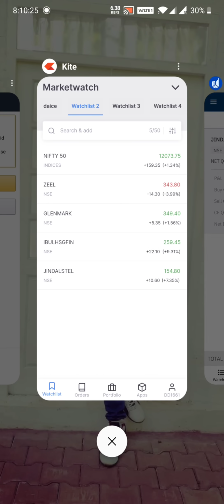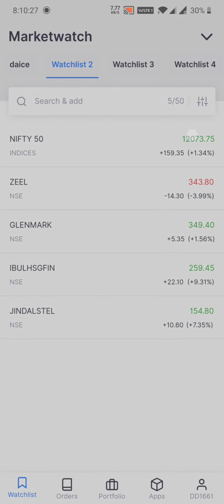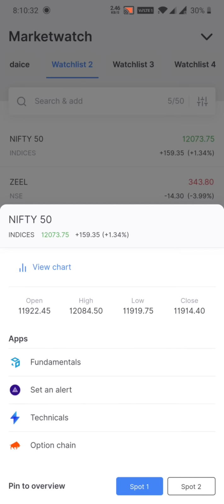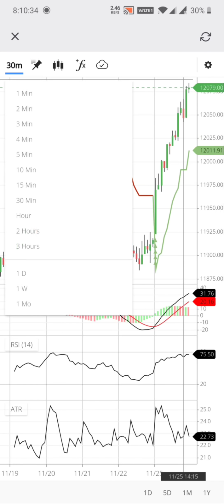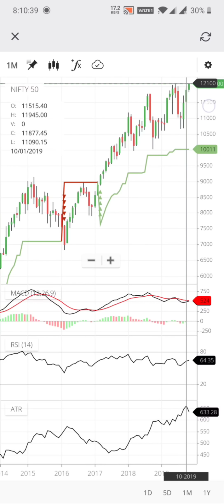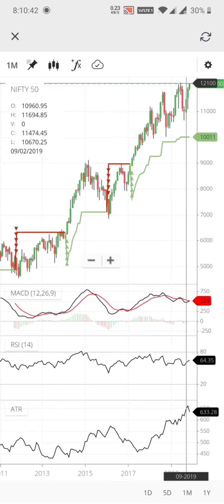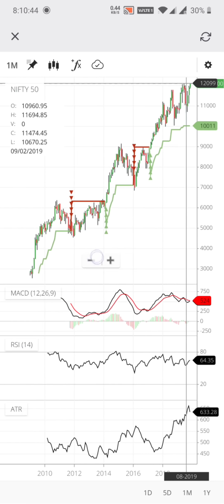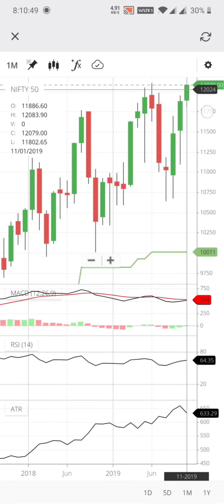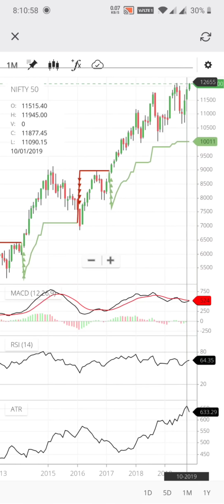Anyways, Nifty, oh my god, Nifty has gained 1.34%, 12084. Let me just check. All right, so Nifty is at the peak. This is near the overall high. Somewhere here, 12100, it has to go. Anyways, great move from Nifty also.